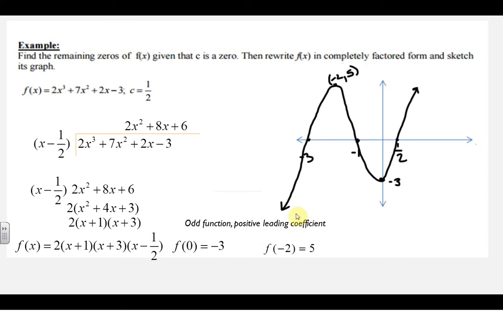So we get a whoosh and a whoosh and a whoosh, because they all have a multiplicity of 1. Look at us go.